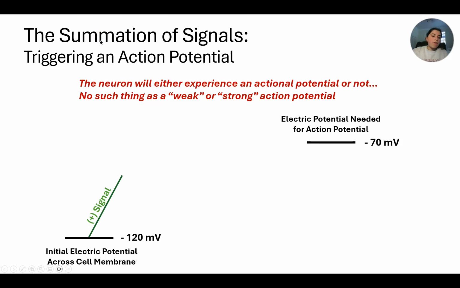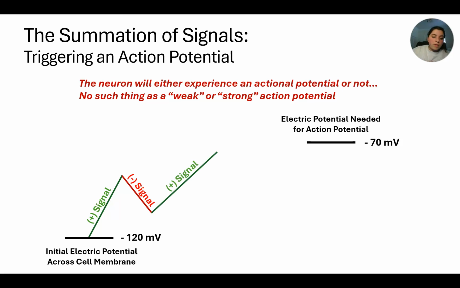Let's say that you have an excitatory signal or an excitatory neurotransmitter. Well, that's going to decrease this electrical potential difference across the cell membrane and bring you closer to the actual triggering of an action potential. But then let's say that the neuron receives a negative signal, and that's going to bring it further away from the threshold that needs to be met for an action potential to be triggered. And so those two signals will be competing with one another.